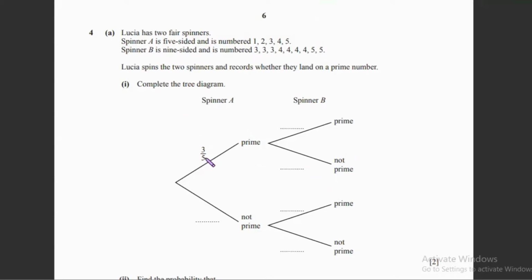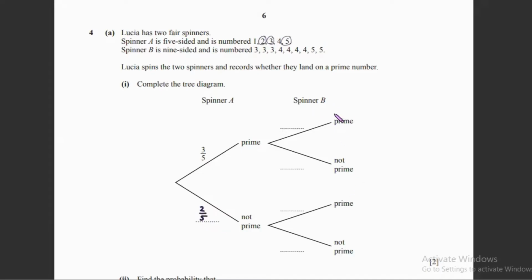So spinner A's outcome is written and they have split this into 2 as prime and not prime. So getting a prime number from spinner A is going to be 3 out of 5 because the prime numbers that we have here is 1, 3, and 5. Not a prime number will be the remaining 2. So that's going to be 2 over 5.